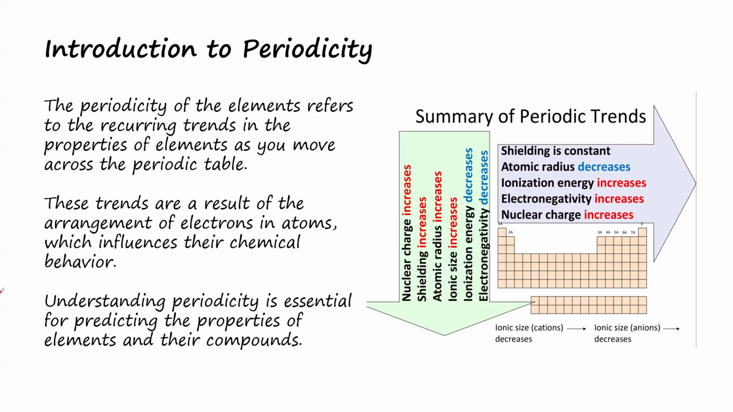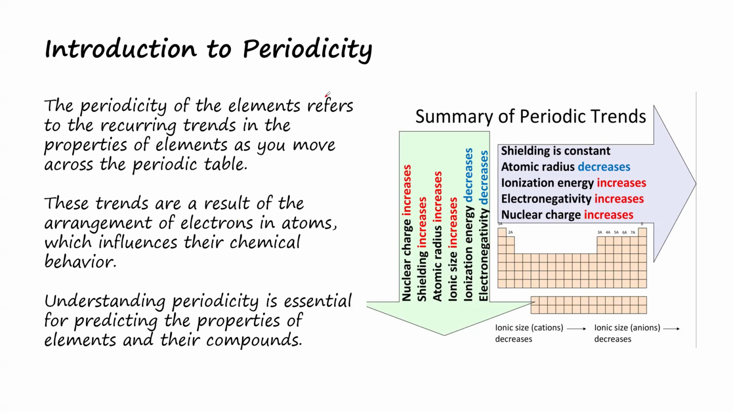These trends are a result of the arrangement of electrons in atoms, which influences their chemical behavior. Currently we have over 118 elements, and these elements have different atomic numbers and therefore different arrangements. The arrangement of electrons in an atom is what actually influences the chemical behavior of the element.